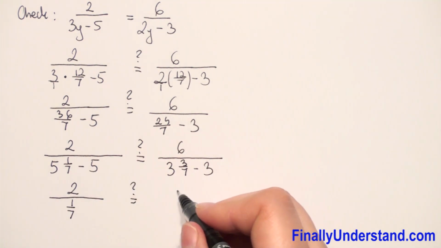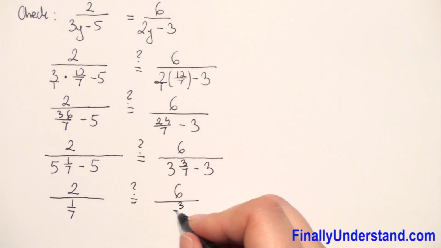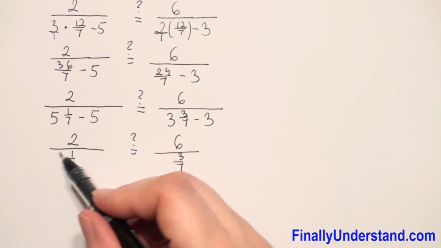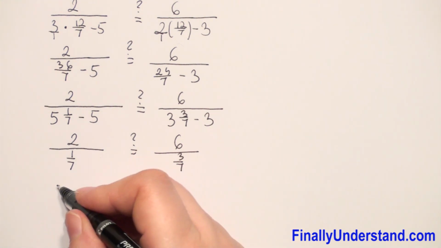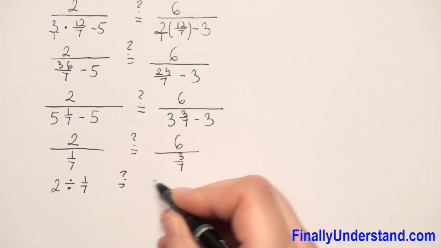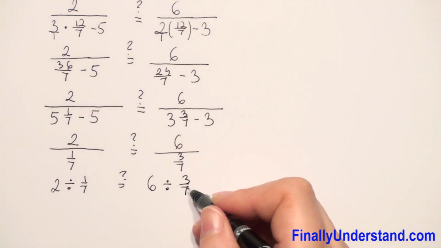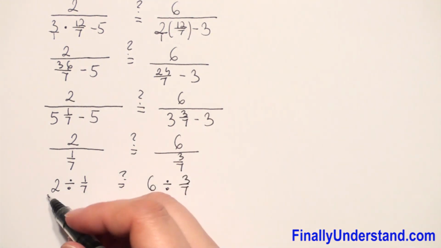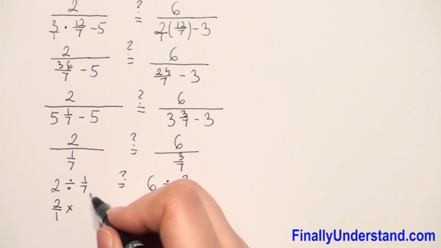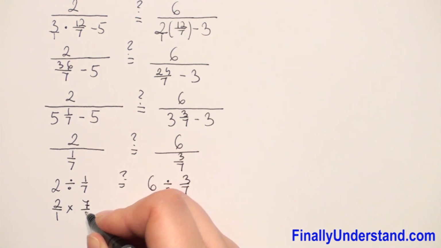This should be equal. We have 6 over 3 and 3 over 7 minus 3, so it will be 3 over 7 only. So now we have division, because this main fraction bar means division. So we have 2 divided by 1 over 7 should be equal to 6 divided by 3 over 7. How do we do division when we have a fraction? We will change 2 to a fraction also. We change the division sign to multiplication, and we have to flip the second fraction, so it will be 7 over 1.